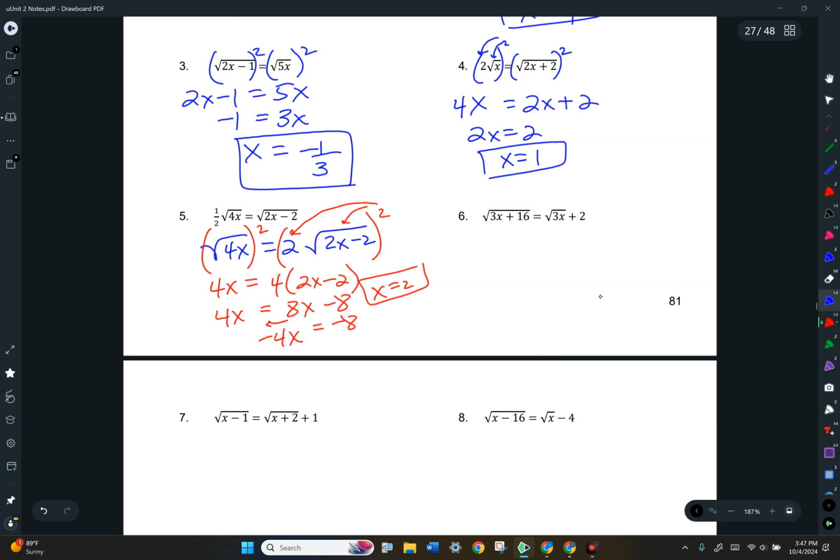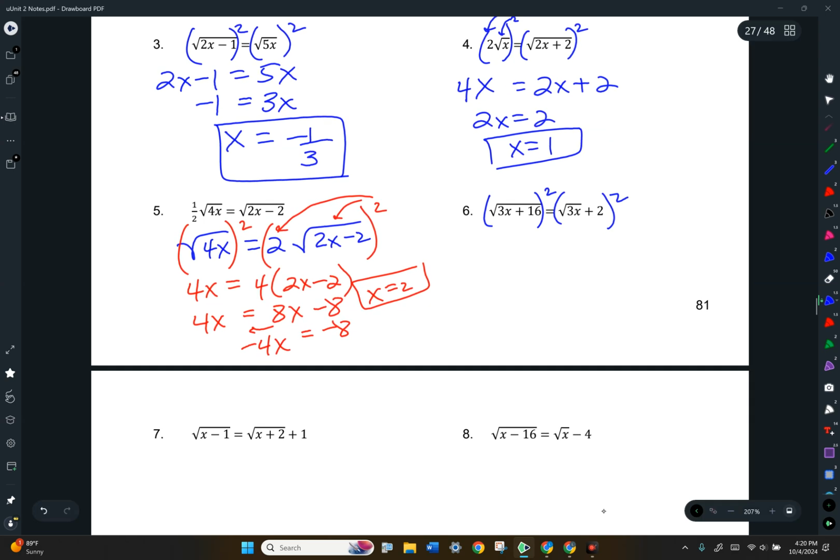Okay, so now we're going to jump into the next level. When we get to number 6, you want to get the square root by itself. On number 6, you have 2 square roots, and you do have the one on the left by itself, so it's okay to go ahead and square both sides, but here's where you're going to have to be careful. When I square both sides, on the left, no problem. You square a square root and it cancels, and you just get 3x plus 16.